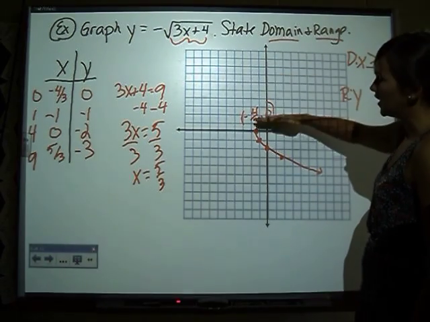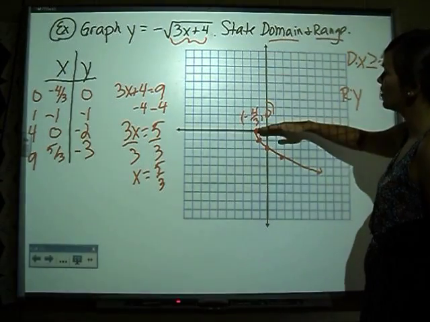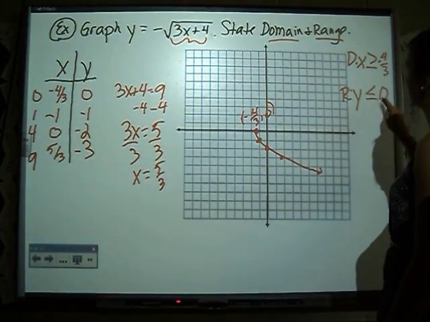Then looking at the y's, y starts at 0. Does my graph take me greater than 0 or less than 0? It takes me less than 0. So here we're going to have y is less than or equal to 0.